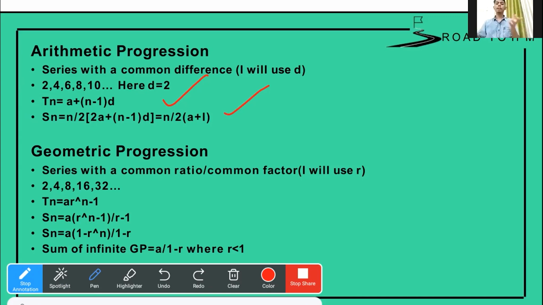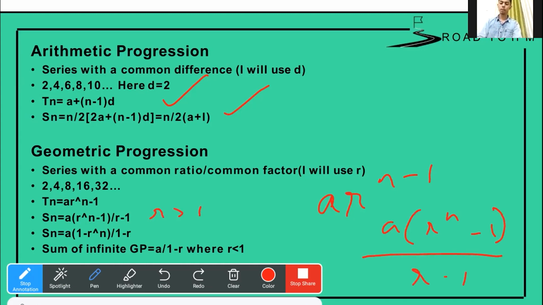Now we have the equations for finding the nth term as well as the sum of n terms. Tn is equal to A R raised to n minus 1, where A is the first term of the GP, R is the common ratio, and n is the number of terms. We also have a formula for finding the sum of n terms, A multiplied by R raised to n minus 1. You'll find that there are two equations, for two different cases. The first case is when R is greater than 1. The other one is when R is less than 1.